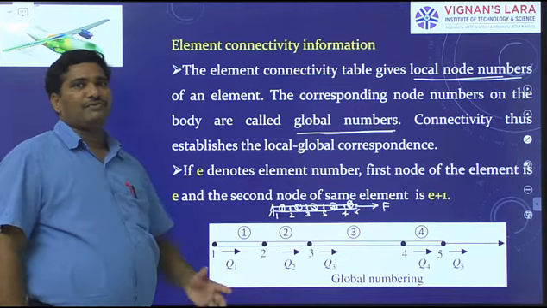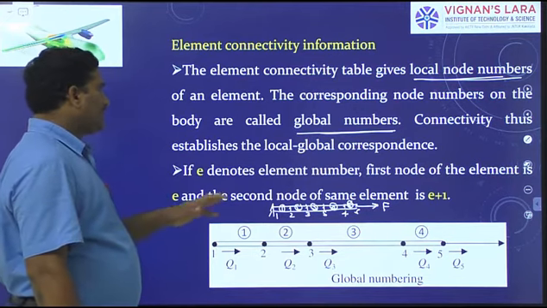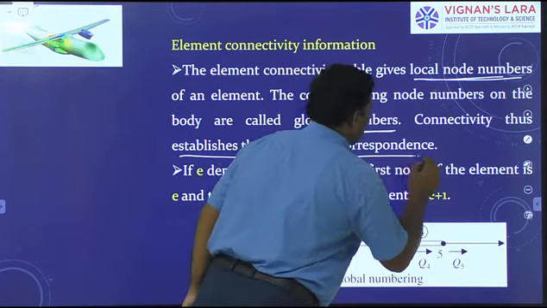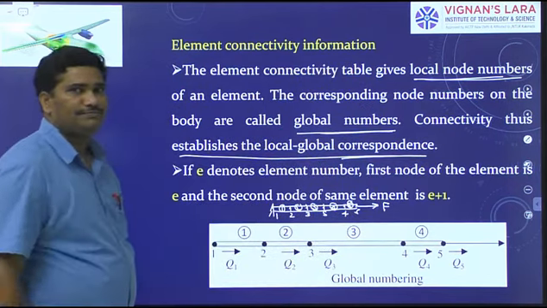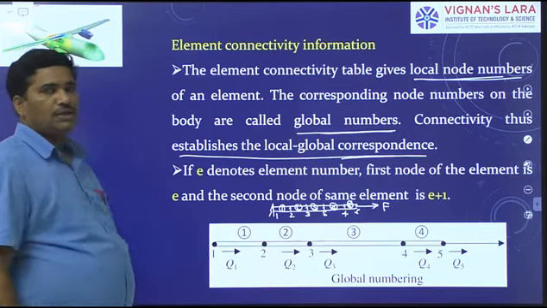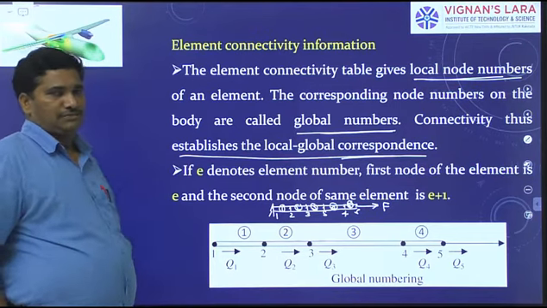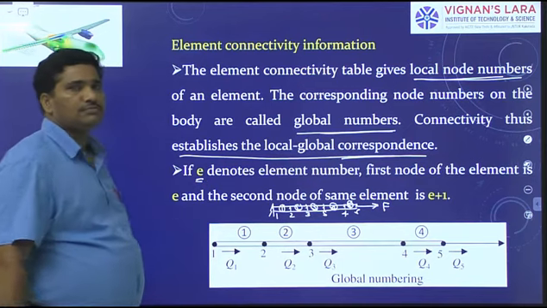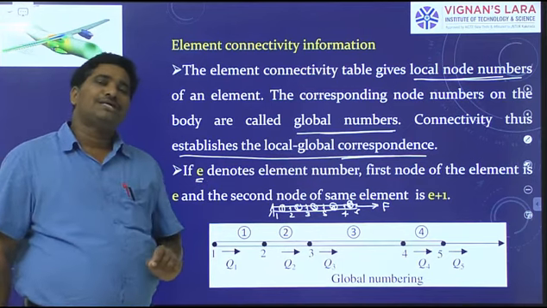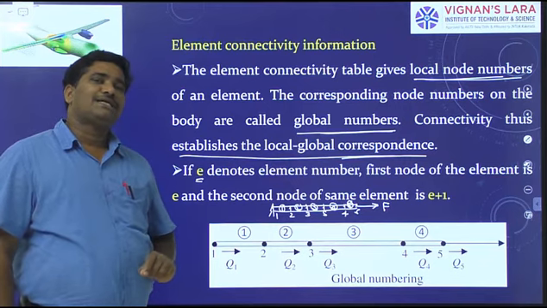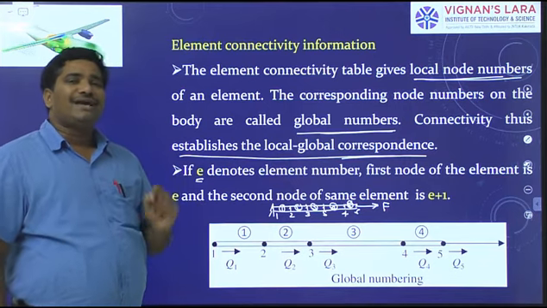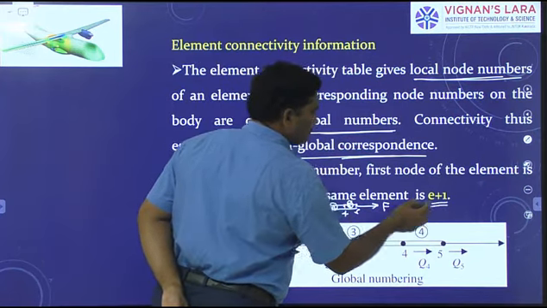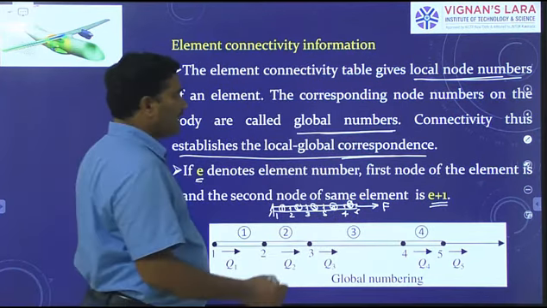Understand? Therefore, what can we understand? The connectivity establishes the local-global correspondence. Now, I follow a convention. If E denotes the element number, the first node is represented by E, the second node is represented by E plus 1. This convention I follow.